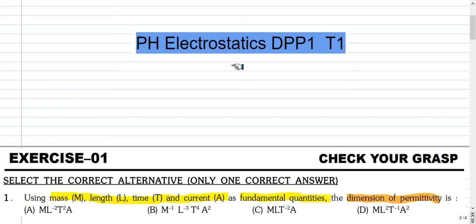In this video, I will discuss some electrostatics problems. This is the first question. Using mass m, length L, time t and current A as fundamental quantities, the dimension of permittivity is. 4 options are given. You can pause the video and attempt this question.